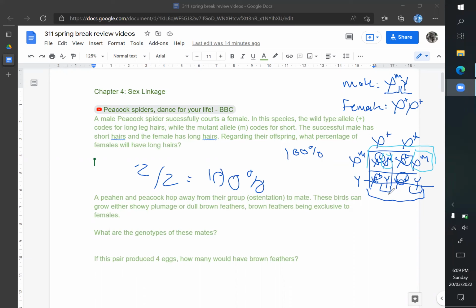But in the case of the males, it's not possible for a male to have the mutant allele because only this original successful male had the mutant allele. And in order for the offspring to be male in the first place, the father would have had to give the Y. And obviously the mother, the female spider, only has the recessive, in this case, wild type allele to give. So the males would have the recessive allele and therefore the long leg hairs.